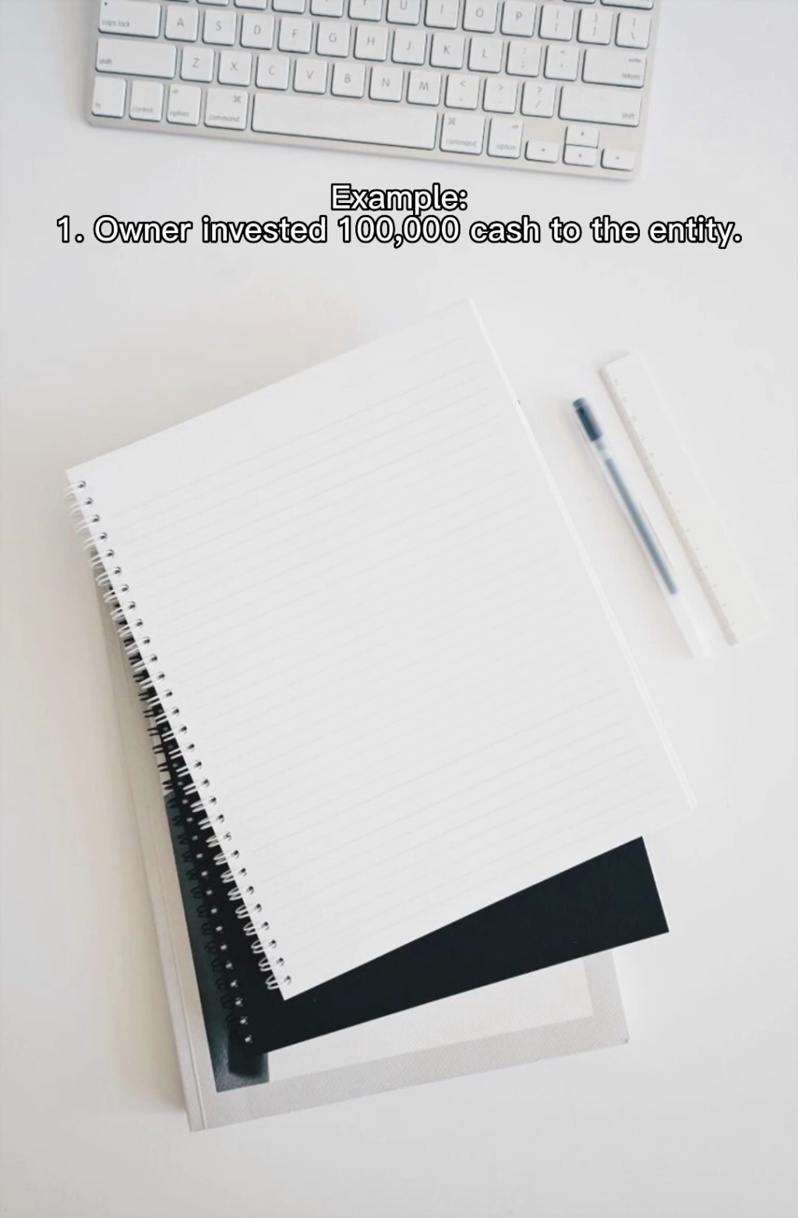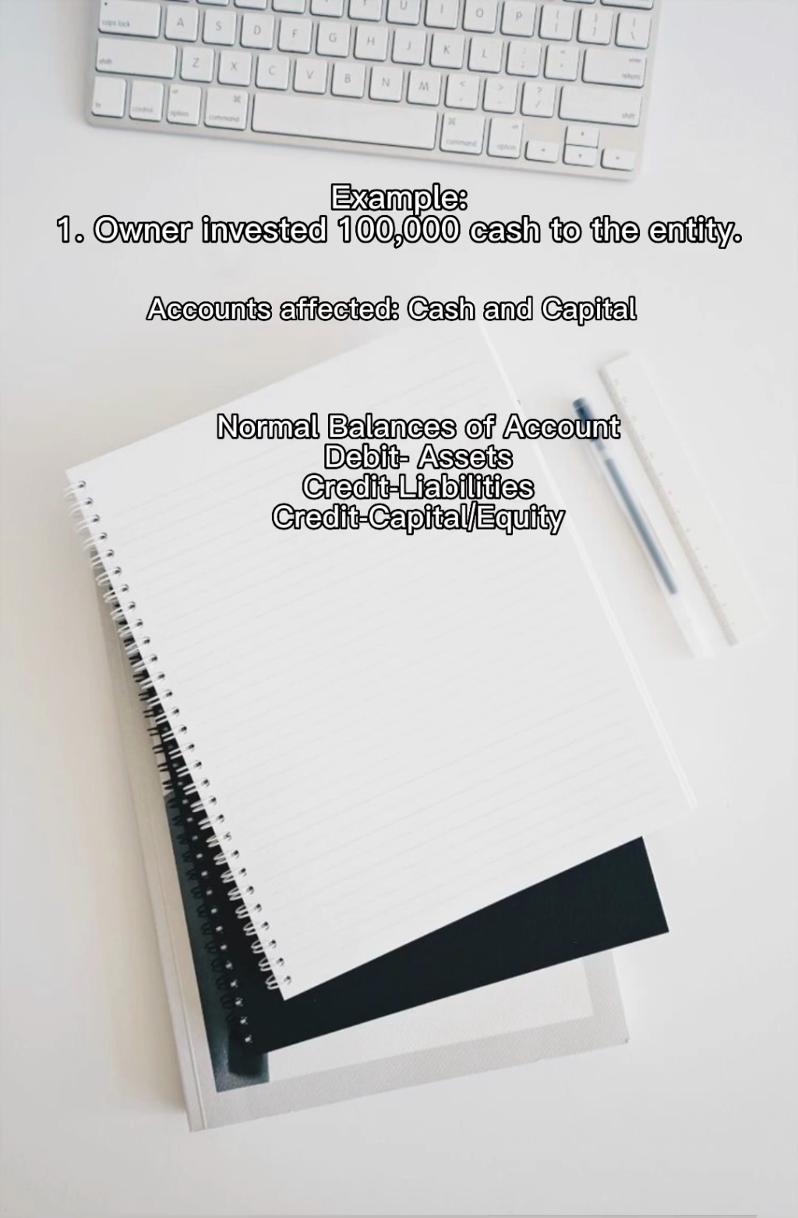The owner invested 100,000 cash to the entity. This transaction will affect 2 accounts: the company's cash and the company's capital. Now, let's journalize this transaction.